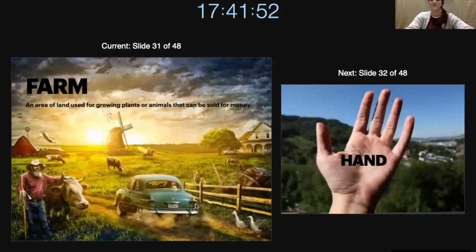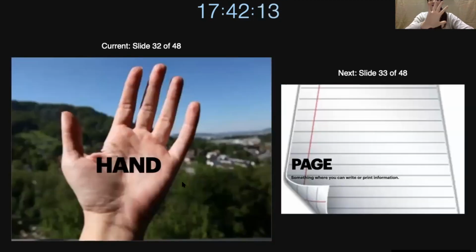Next we have farm. On a farm, we have very wide open spaces where you can grow some plants or have some animals that you can use to sell for money. And these are just some examples of the animals that you can see on a farm. Then we have hand, and each of us usually has 2 hands. So hand is this.